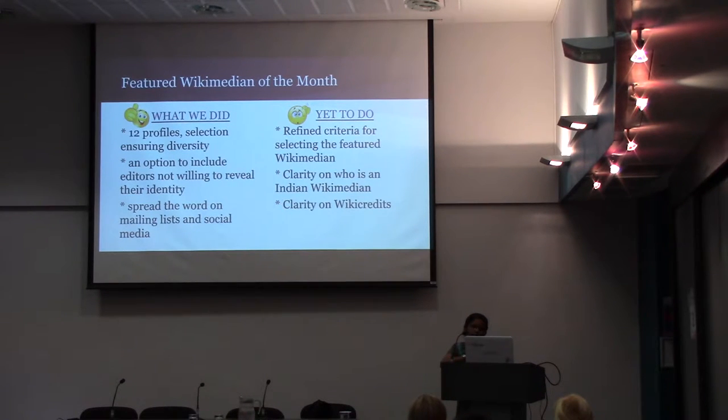What we are yet to do is that we do not have a criteria for selecting a featured Wikimedian. I used to get nominations from other members, and I used to act on the nominations and feature them. So we have not yet defined a criteria. We also lack clarity about who is an Indian Wikimedian. An Indian Wikimedian is not just a member of a certain chapter. An Indian Wikimedian is not just a resident of India, or maybe an overseas resident. An Indian Wikimedian is not just a person who is writing in an Indian language. So we have to have a broader perspective on this. And we do not really know what will happen if we have lots of applications for the featured Wikimedian of the month, how to credit their contributions and how to list them in order.